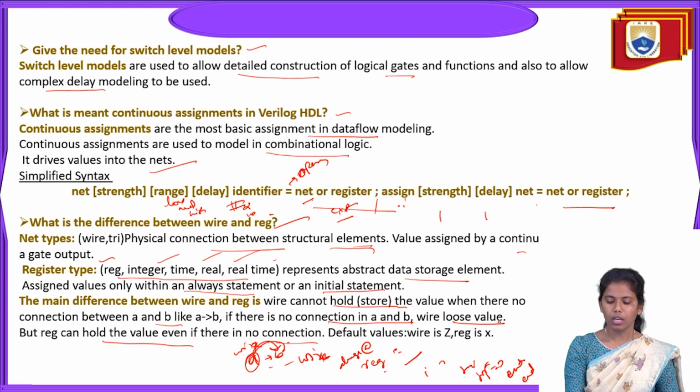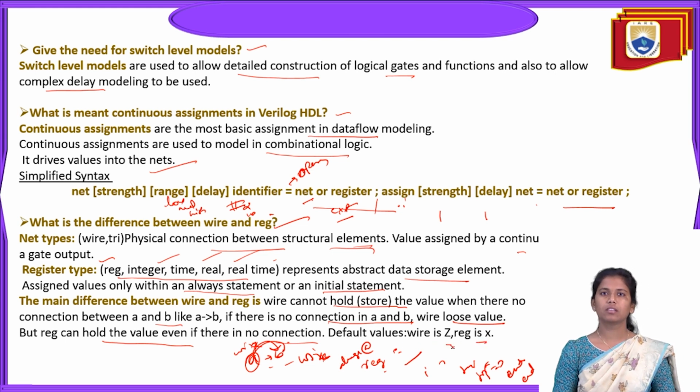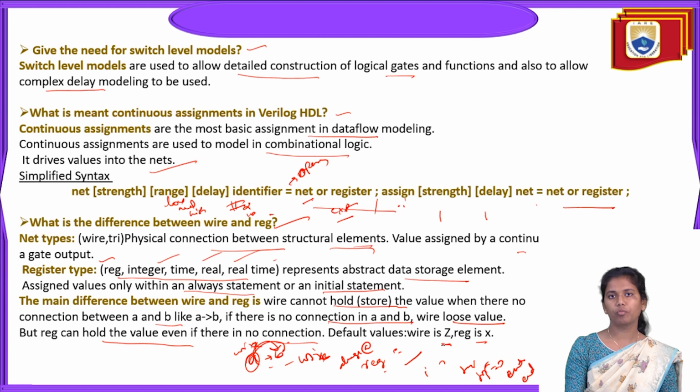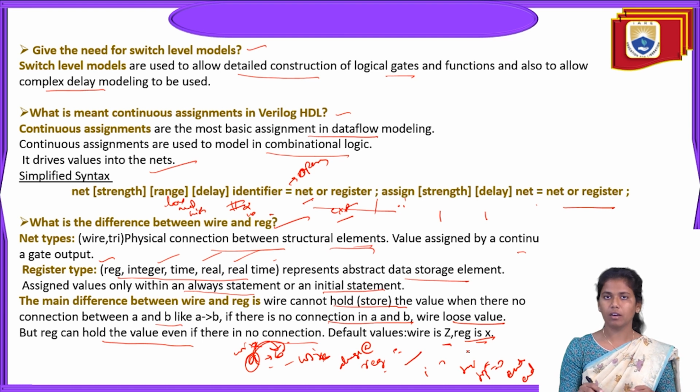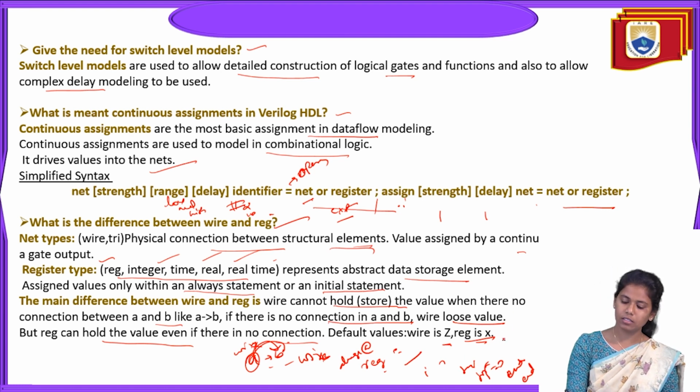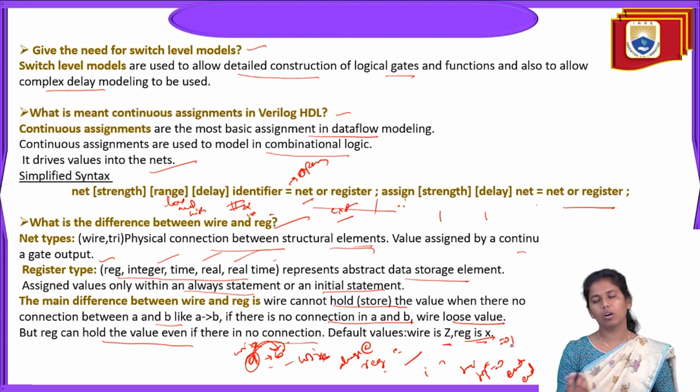Then by default, wire is Z and reg is X. We can say wire acts as a high impedance value, so it doesn't matter a lot. Whereas reg is X. That is, it can store either 1 or 0. Any sort of information can be stored in the reg, but not in the wire.